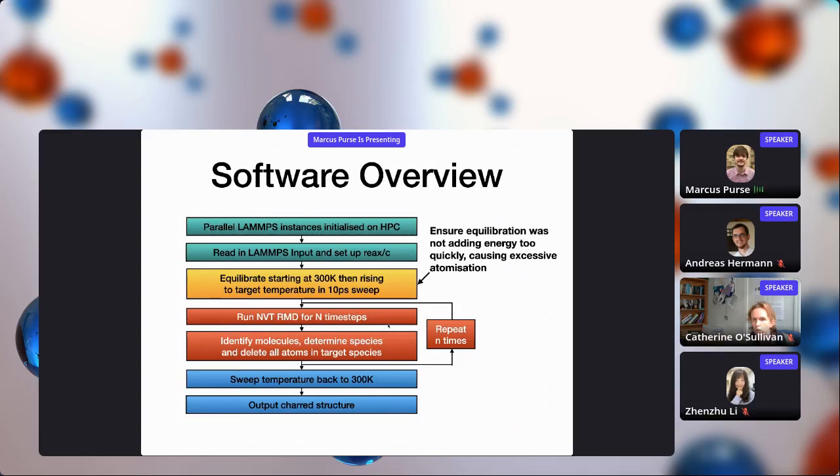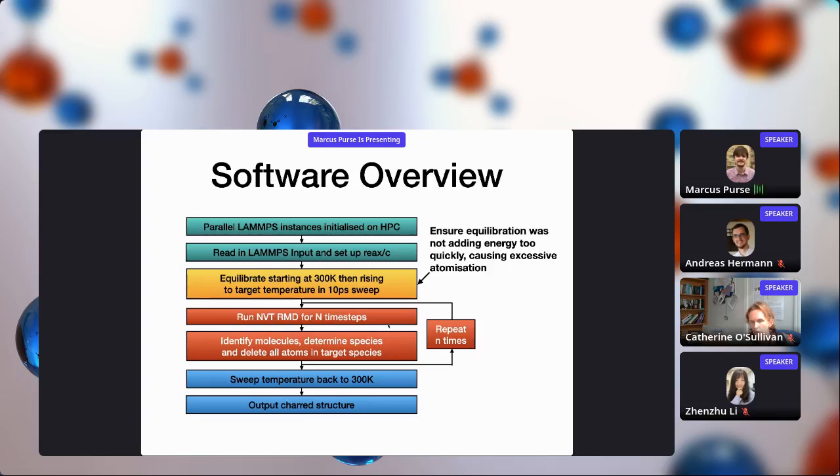So here's a quick flow chart showing exactly how the script works. We initialize LAMMPS on our high-performance computer. We read in our inputs. First of all, we have to equilibrate our sample. So we start at 300 Kelvin, and then we raise the temperature slowly to the target temperature in a sweep over about 10 picoseconds. We tended to find that if you just immediately added a lot of temperature, the model would just fragment into atoms, which is unrealistic. Whereas if you ramp the temperature slowly, you got a convergence of the amount of fragmentation that was occurring.